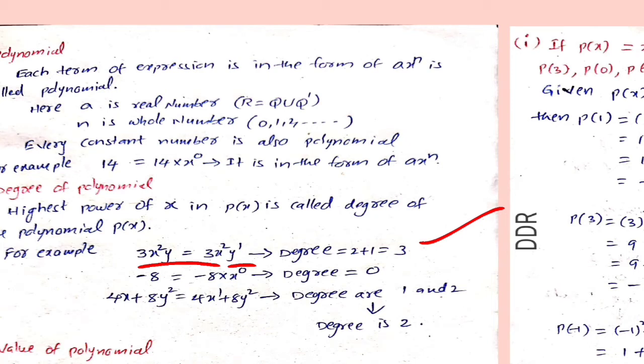Next, the second one is minus 8. The degree of minus 8 is 0, because minus 8 can be written as minus 8 into x to the power of 0. So the power is 0, that is why the degree is 0.